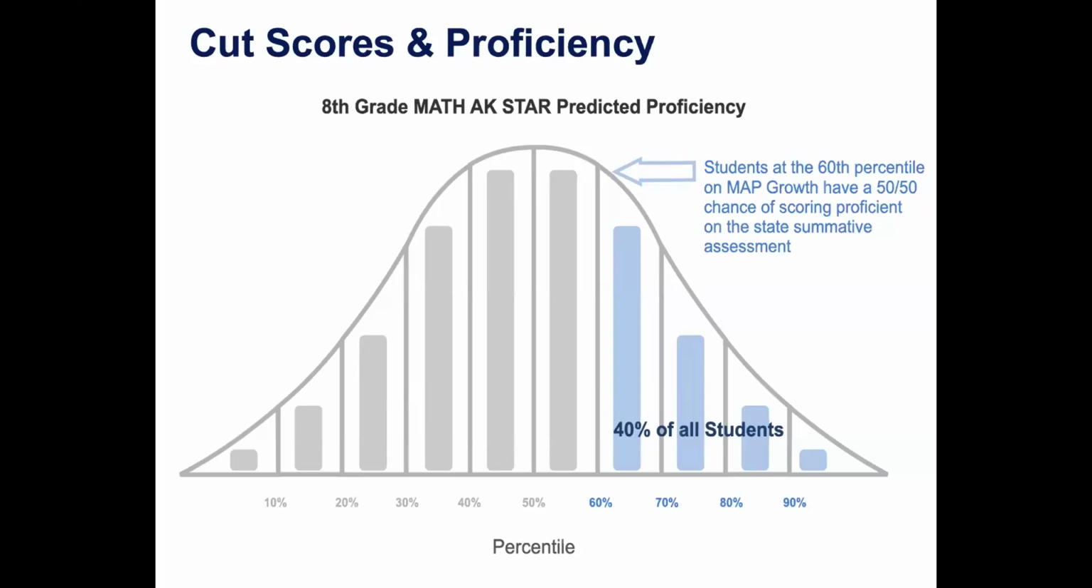And this is compared to national data. And so what that tells us is students, when they hit the 60th percentile, they become likely, slightly over a 50% chance of being proficient on AK Star. So in any given setting, when you're looking at a large population, not a classroom, not a kid, right? The macro level, we can typically expect about 40% of students in a large population to be proficient on AK Star based on that linking study. Is that great?